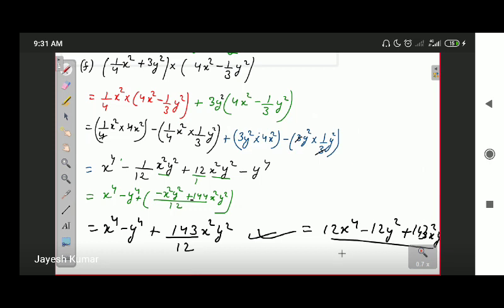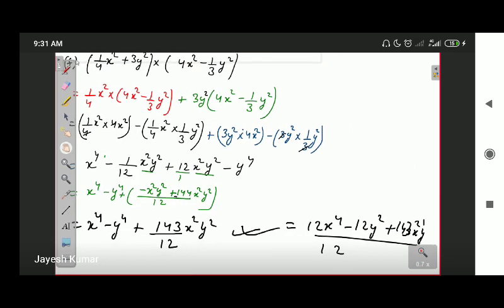That will be done when you are taking the LCM of all the values. Okay, if you are taking LCM of all the values, you can write it like this, but it is not necessary. You can leave the question here. Okay, answer till here is also correct.